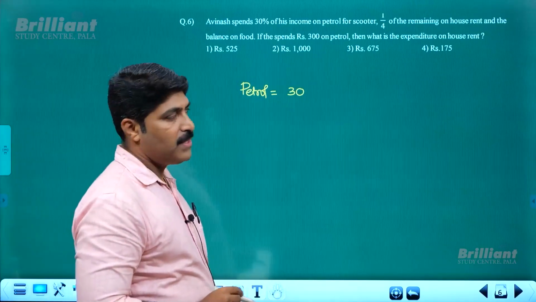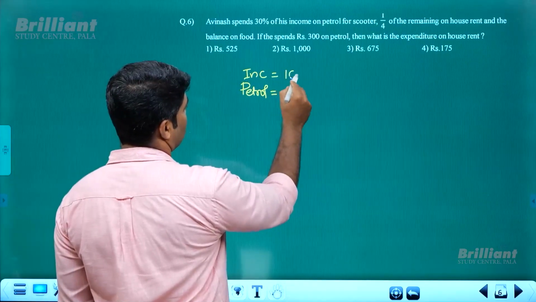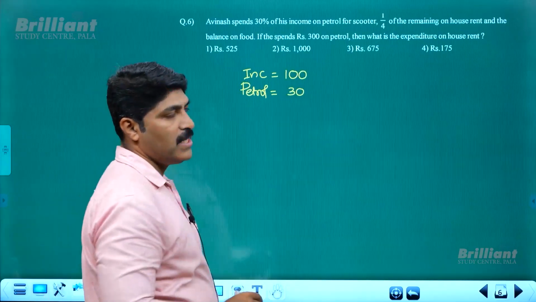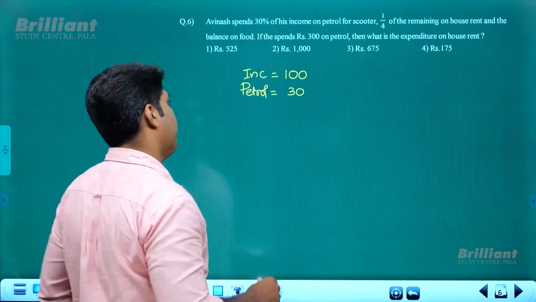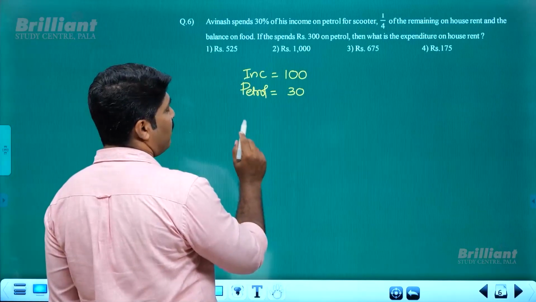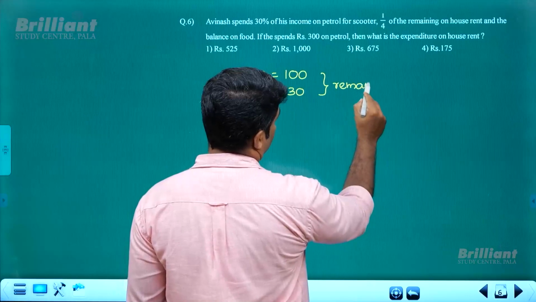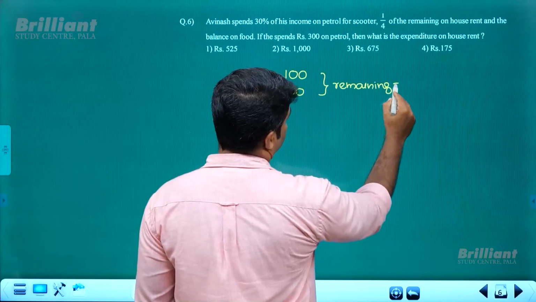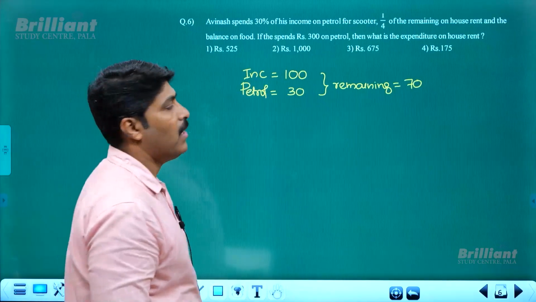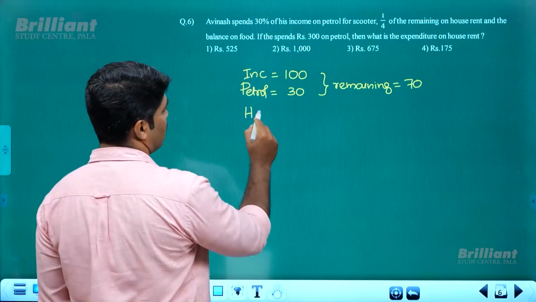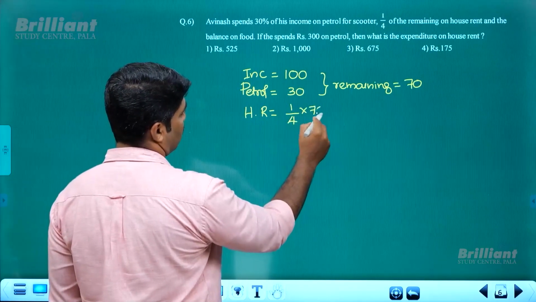Suppose you are starting from the total income, we are assuming the total income as 100 rupees. Then the amount he spent on petrol is 30 rupees. We are considering a unitary type of approach. Then what will be the remaining amount? So the remaining amount is 70 rupees. It's 1/4 for house rent. Therefore, what is the amount he spent for house rent? That is 1/4 of 70.